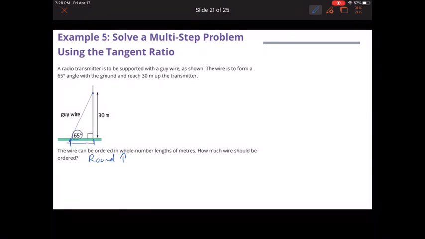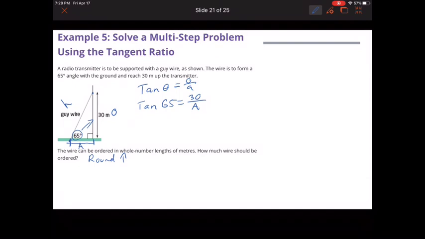So if we're looking at this one, our opposite is there. Our hypotenuse is what we're trying to find in the end. And our adjacent, we also don't know. If we found our adjacent, we could use the Pythagorean theorem to solve and find the guy wire length. That's what we're being asked to do in this one. So if I just have my formula, tan of 65 equals 30 over, and I'm just going to leave it as A for adjacent.